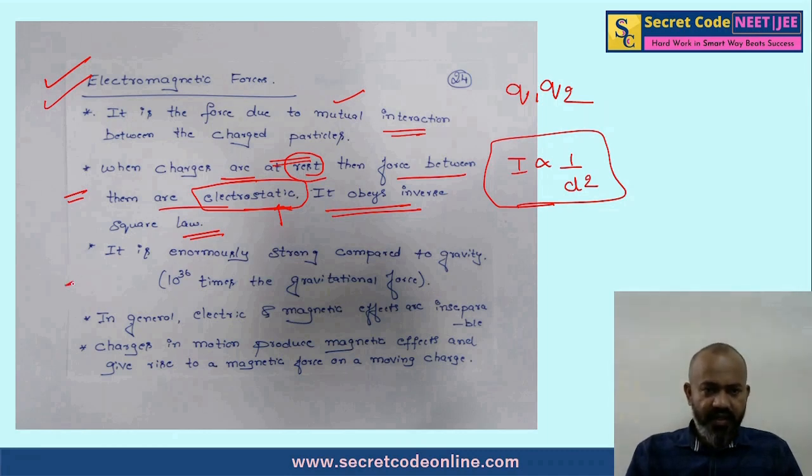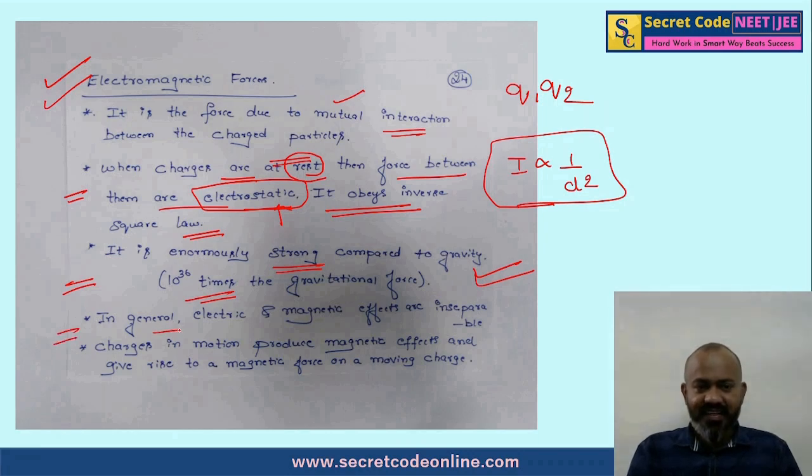The next point: it is enormously strong. The strength of this electromagnetic force is very much greater as compared to gravitational force. It seems it is greater by 10 to the power of 36 times. When it comes to strength, the strength of this electromagnetic force is greater than gravitational force by 10 to the power of 36 times.